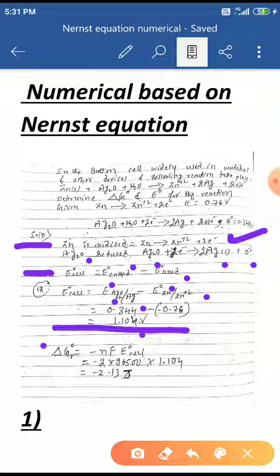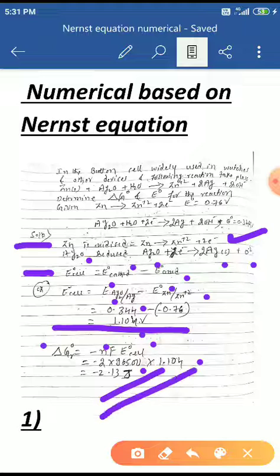Number of electrons transferred from zinc to silver: 2 electrons are transferred. That's why we use the n value as 2. Faraday value is 96500. The E naught cell value is 1.104. Then we got the delta G value as minus 2.13 joule. Right, students? This is our first example.